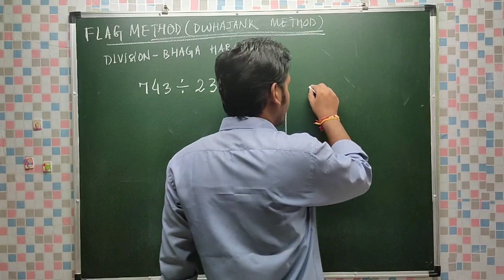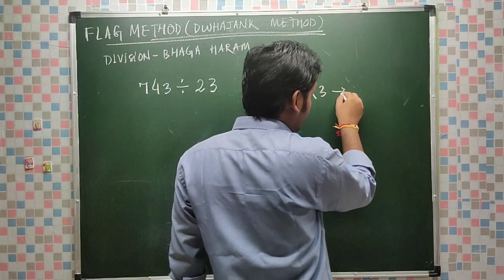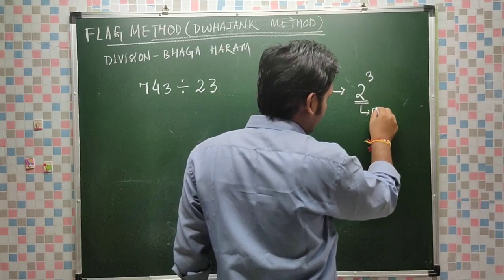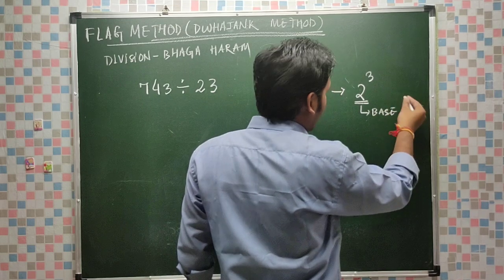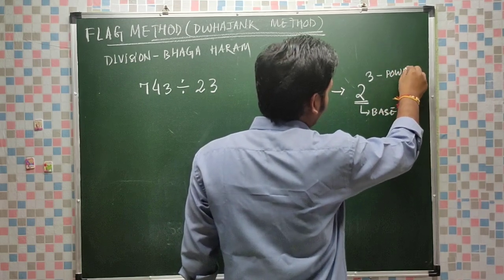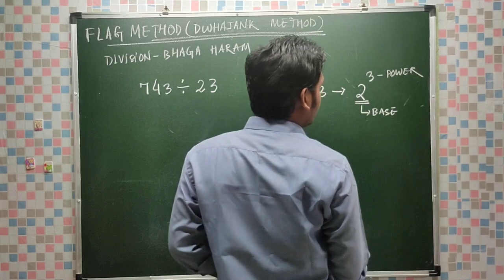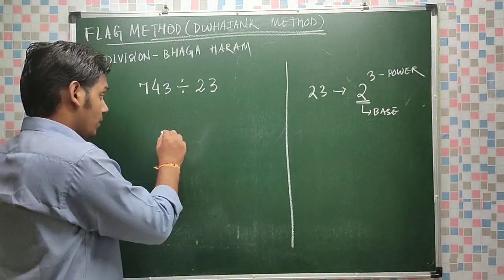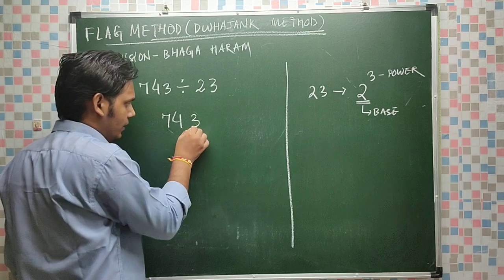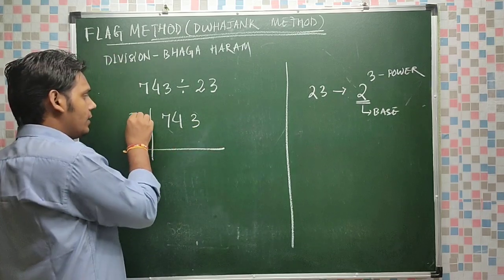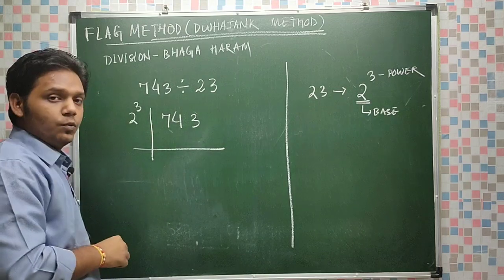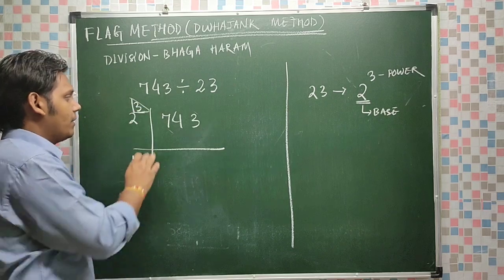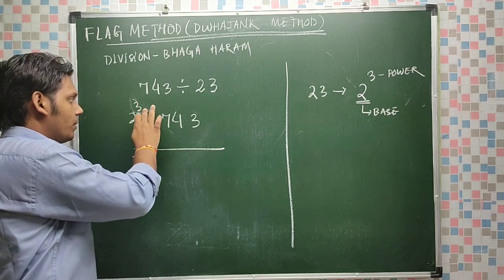743 divided by 23. We have to write 23 as 2 base and 3 power. This is called the base and this is called the power. 2 is the base, 3 is the power. Now you have to write 743, and here 23 can be written as 2 power 3. This is the flag. That's why we call it the flag method. So anyway, 2 to the power 3 you have to write.